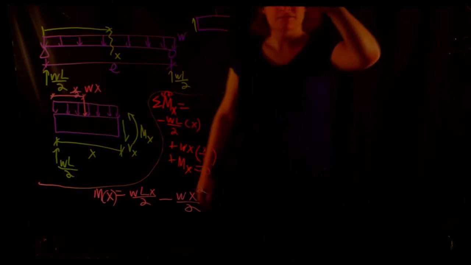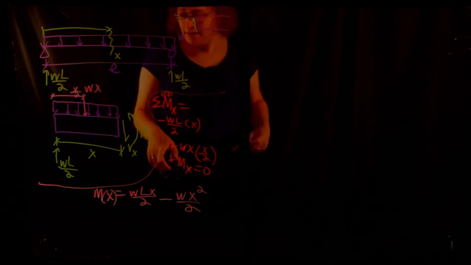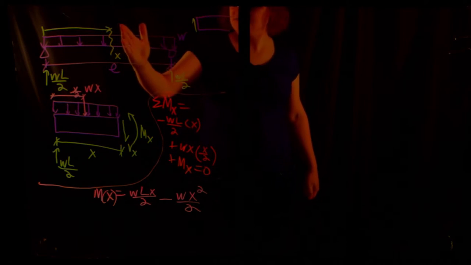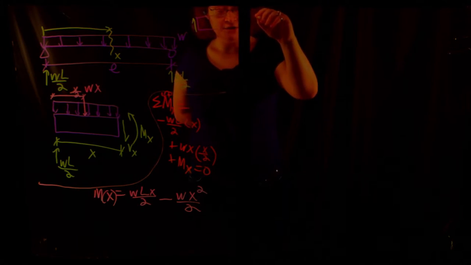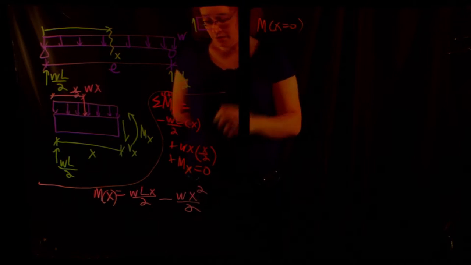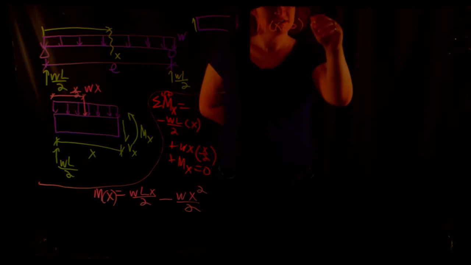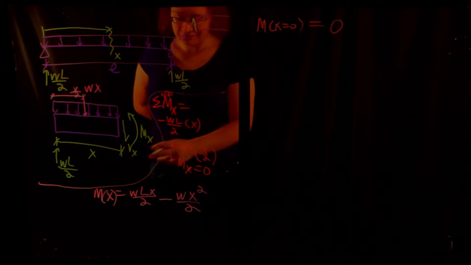So we have our moment function, and I just want to investigate a few points. I want to look at the value of this function at the left-hand side, at the center, and the right-hand side. So let's find the moment at x equals 0. Well, any term with an x in it is going to go to 0, so that just has to equal 0. All right, simple enough.